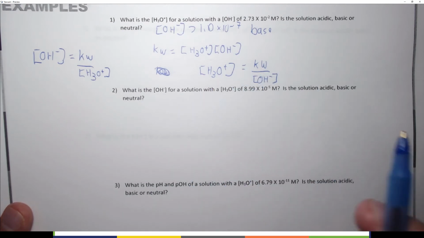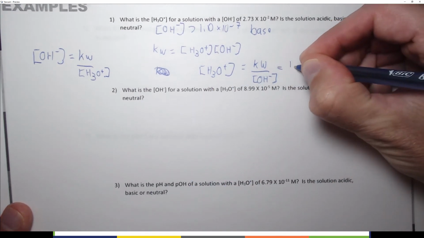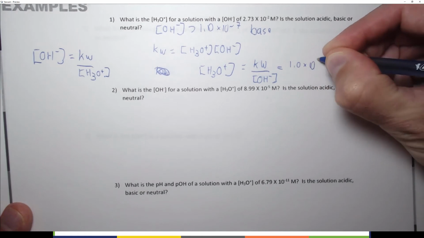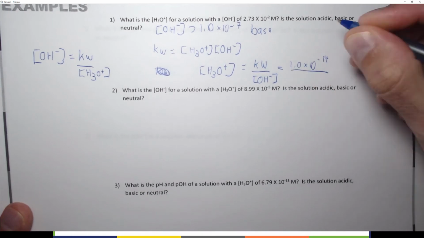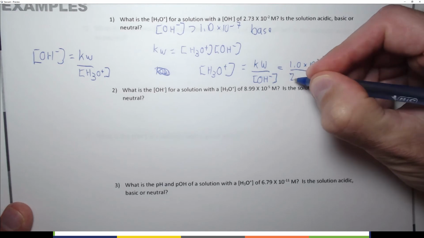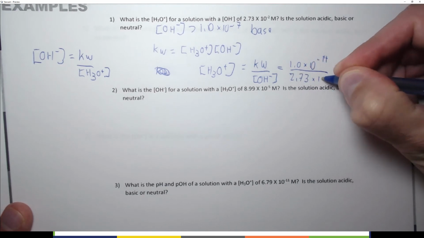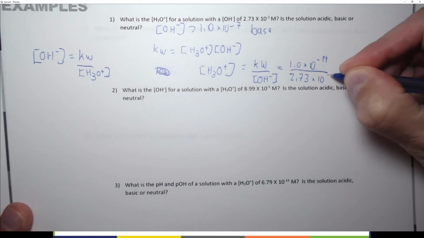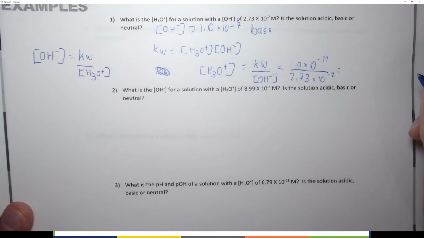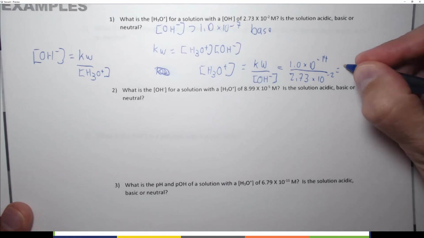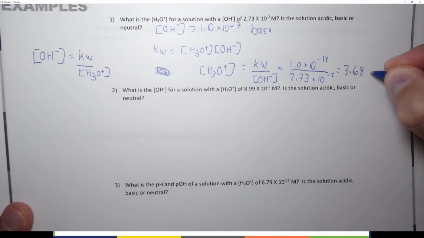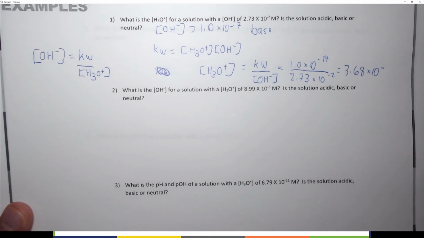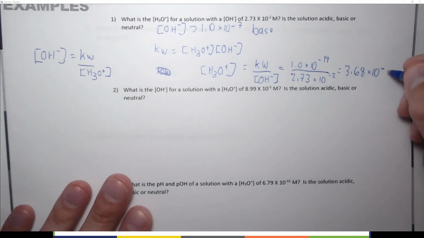Well, Kw is a constant, so we can plug that in. 1 times 10 to the minus 14 over the concentration of OH minus, which is 2.73 times 10 to the minus 2. And when we do that math, we find that it is 3.68 times 10 to the minus 13.